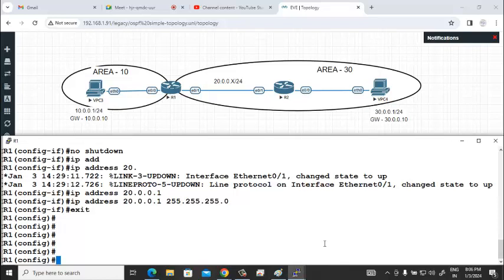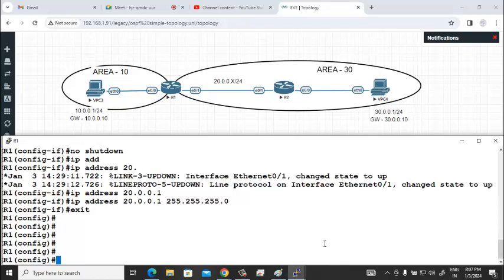Area 30 routes will not be given to area 10. So there is no point in configuring it. But if you configure it, it will accept the command, but it won't work. See? Router OSPF 1, router ID 1.1.1.1.